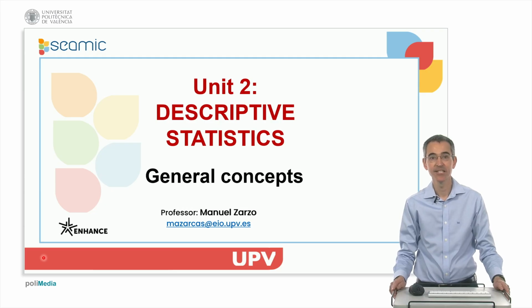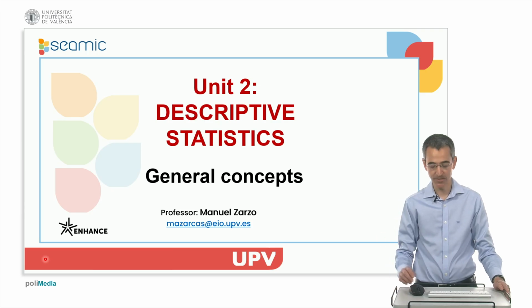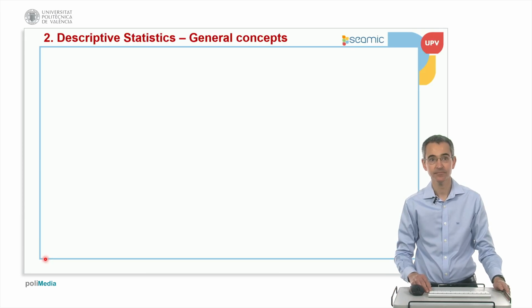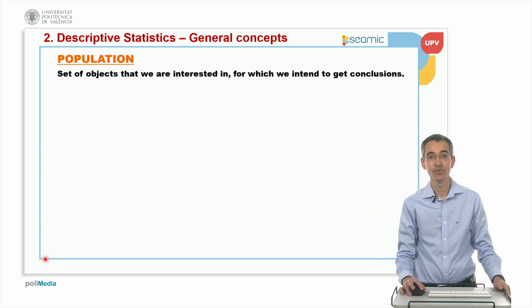And here in this unit, I'm going to talk about descriptive statistics. So there are different videos in this unit of descriptive statistics. And here in this video, we will talk about some general concepts. So the first important concept is the concept of population. Population is defined as the set of objects that we are interested in, for which we intend to get conclusions.